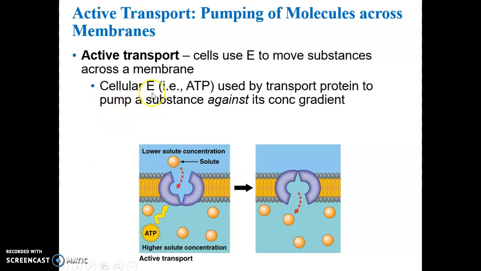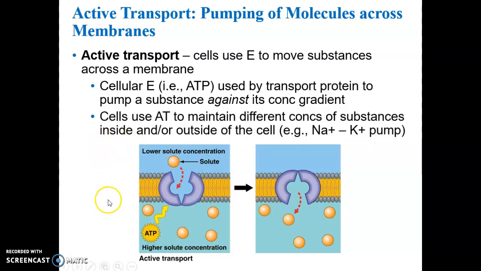So cellular energy in the form of ATP is used to move or pump substances or even molecules against their concentration gradient. So that's like the opposite of diffusion, and that requires energy. Sometimes cells want to build up a concentration of materials inside or outside, and to do that, they'll use membrane proteins that are referred to as pumps, and what they use in terms of energy to pump substances against their concentration gradient is the energy of ATP.